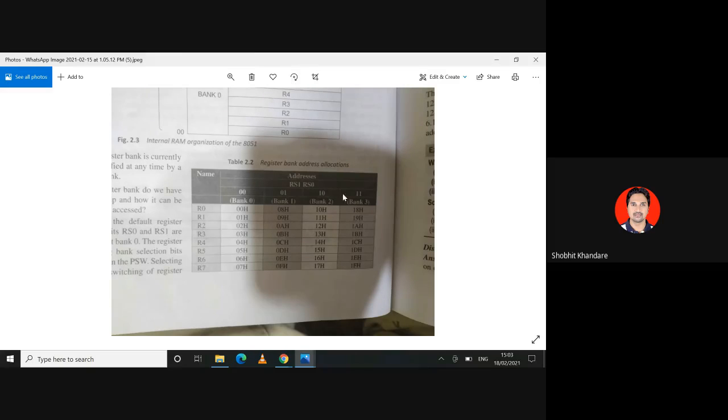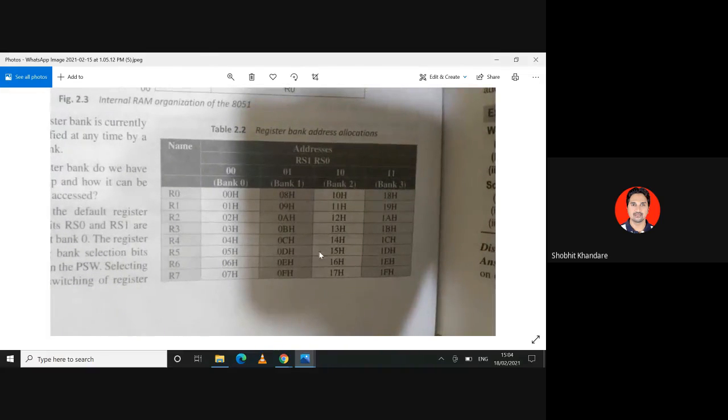Now, no need to draw this table, but let me explain this table. ये टेबल यही बताता है कि अगर RS0 और RS1 अगर मैं यूज कर रहा हूँ और अगर ये दोनों बिट 0 0 है तो that means bank 0 is selected. अगर ये दोनों बिट 0 1 है तो bank 1 is selected. अगर ये दोनों बिट 1 0 है तो bank 2 is selected. और अगर ये 1 1 है तो bank 3 is selected.